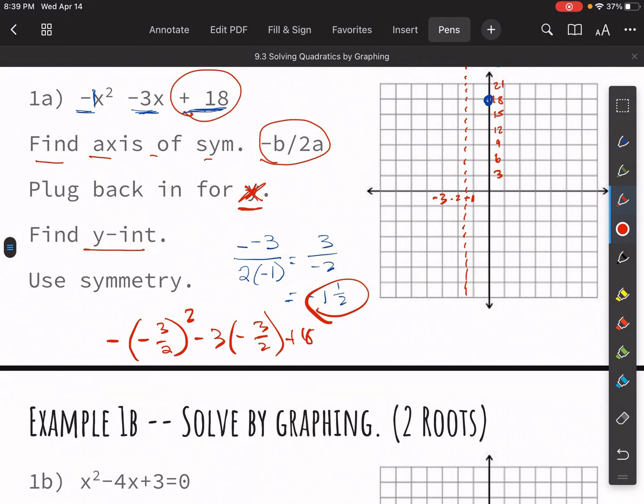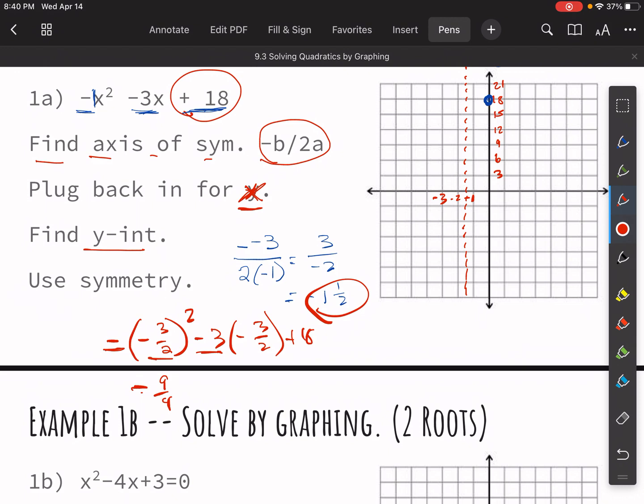I'm going to take my 3 to the second power there. This is negative, but it's going to turn positive here on the inside. So negative 3 squared is just 9. 2 squared is 4, but I have that negative on the outside, so this is a negative. So negative 9/4.